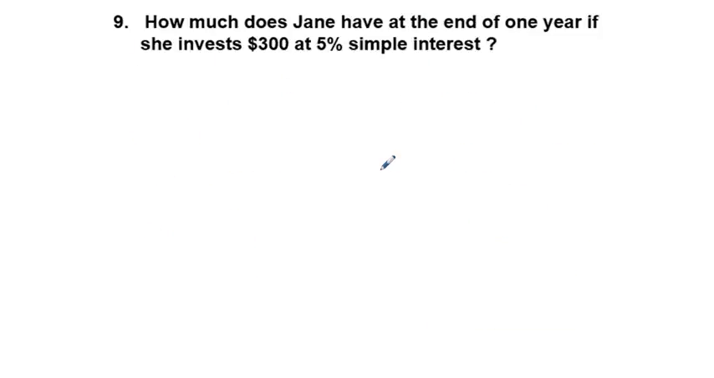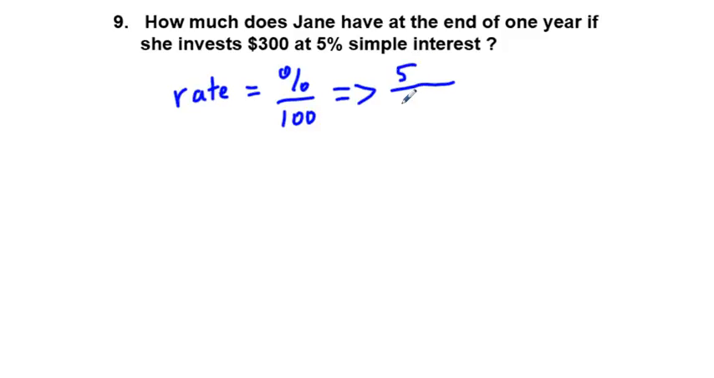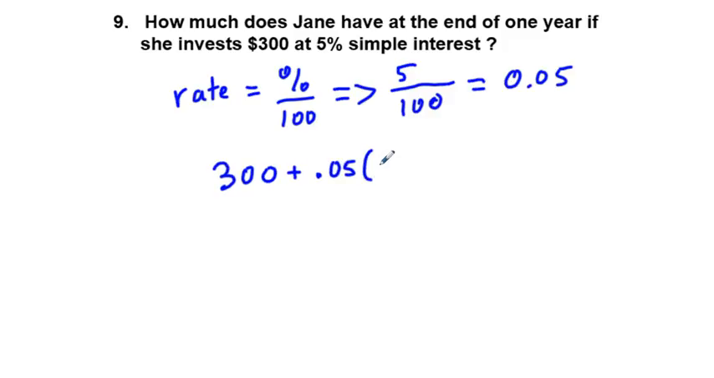How much does Jane have at the end of 1 year if she invests $300 at 5% simple interest? Well, again, we're going to take our rate. Our rate equals the percentage divided by 100. So in this case, we have 5% divided by 100, and that's going to be 0.05. And so what we have here is our original $300 plus 0.05 times the $300.